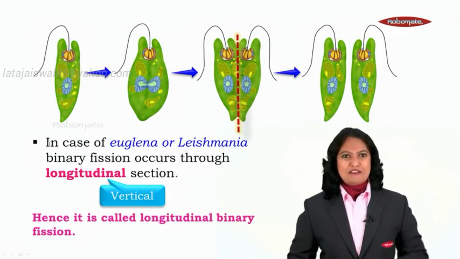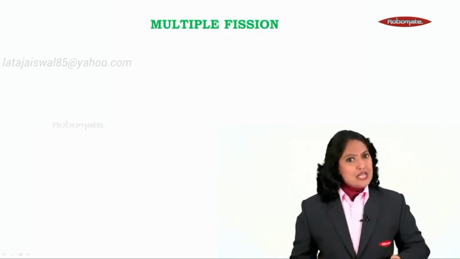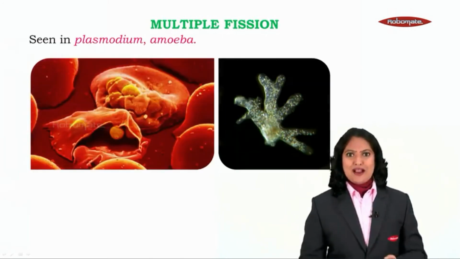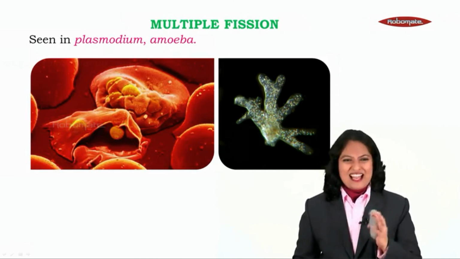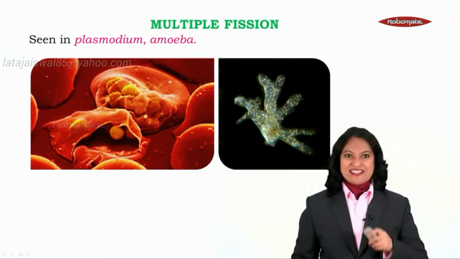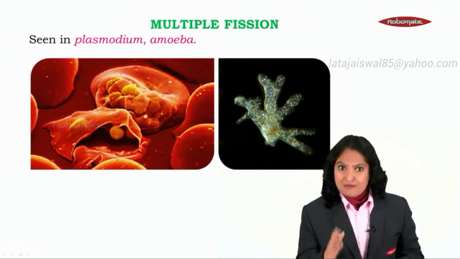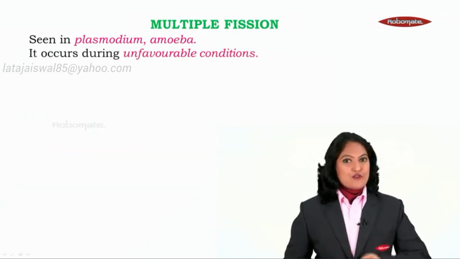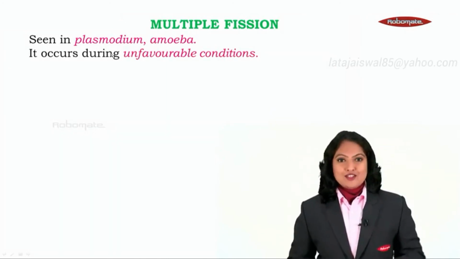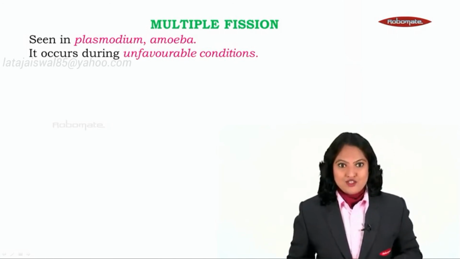Now, after learning binary fission and its three types, let's move to multiple fission. The word multiple tells me many. Now what? How can an organism divide into many at the same time? Of course it is possible, seen in classic protozoa, Plasmodium vivax that causes malaria, and amoeba. Now the question, if this amoeba is going to show binary fission, why would it show multiple fission? Of course, multiple fission occurs during unfavorable conditions or when the species is endangered.